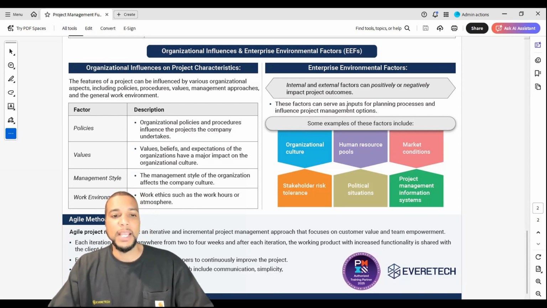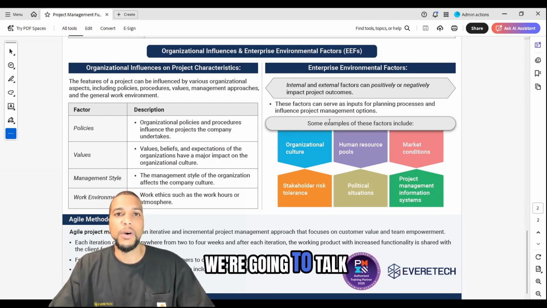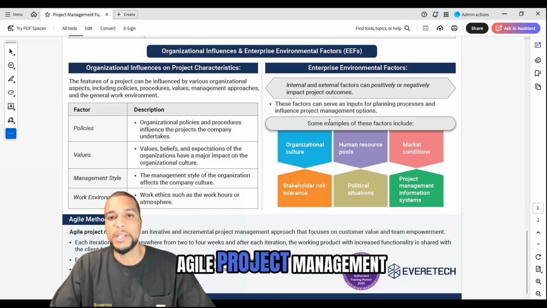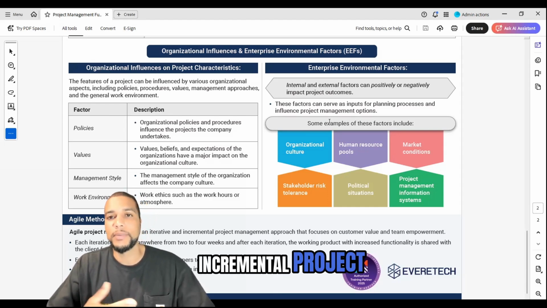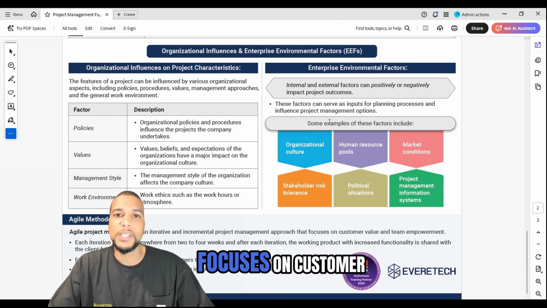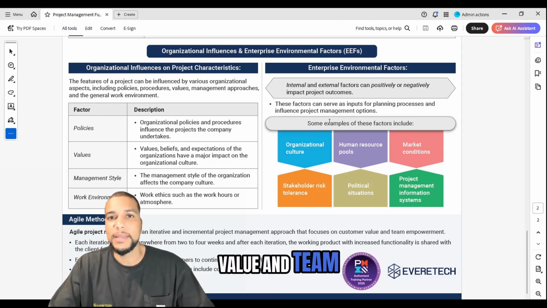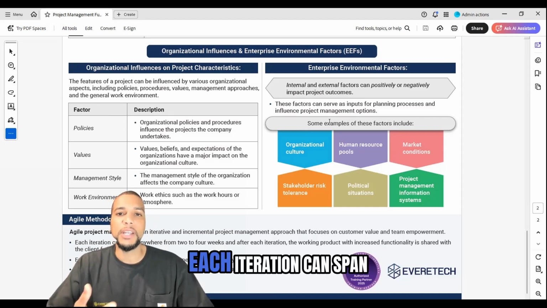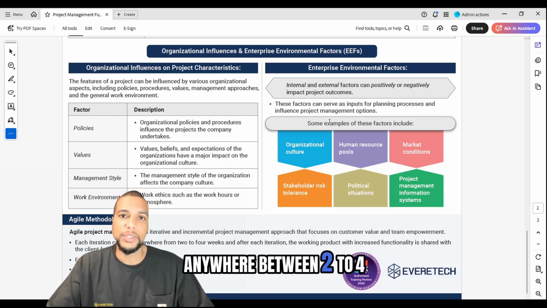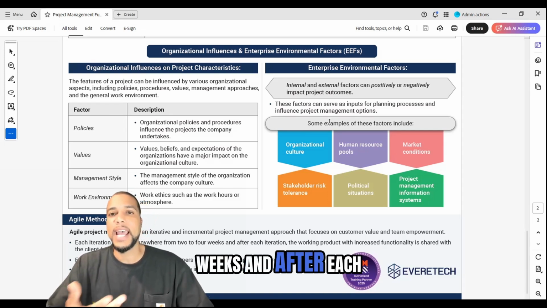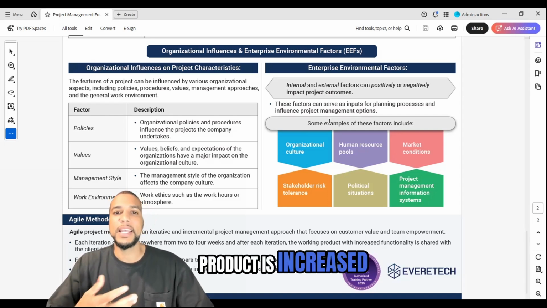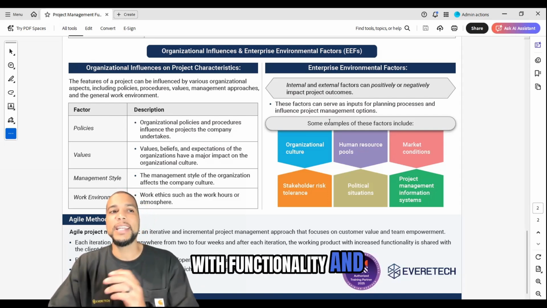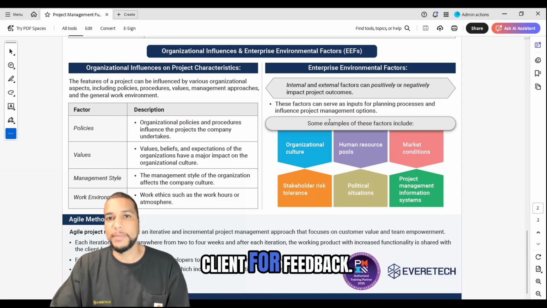Last but not least, we're going to talk about the Agile methodology. Agile project management is an iterative and incremental project management approach that focuses on customer value and team empowerment. Each iteration can span anywhere between 2 to 4 weeks, and after each iteration, the working product is increased with functionality and it is shared with the client for feedback.